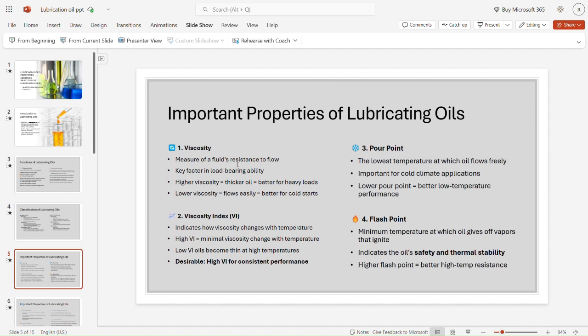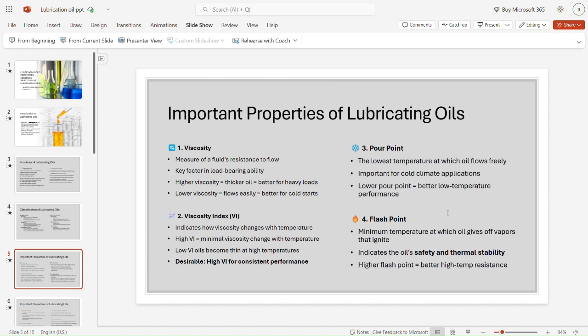Then our next property is viscosity index. Viscosity index indicates the change in viscosity with temperature. Minimal viscosity change with temperature means a high viscosity index, and if the oil becomes thin at high temperature, it has a low viscosity index. We have to choose a high viscosity index for consistent performance.